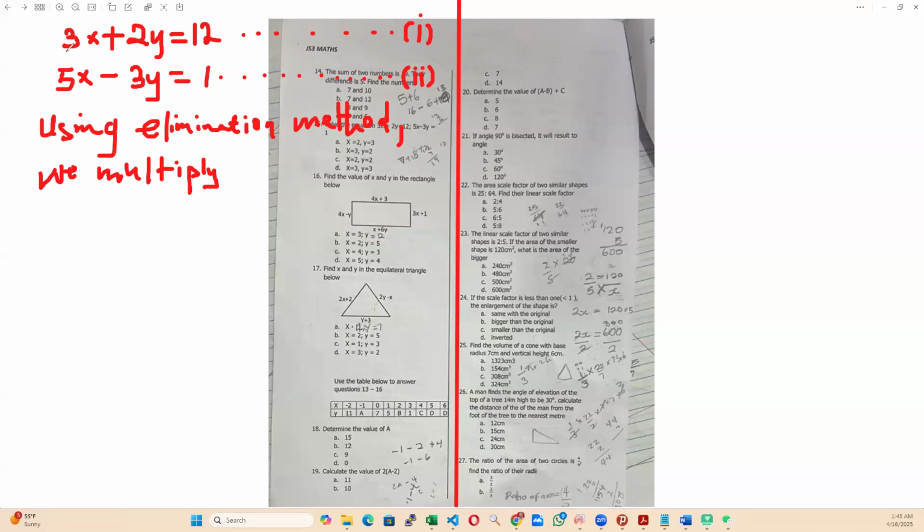For equation 1, what number should we multiply equation 1 through with? I mean, what value should we multiply through equation 1? And where did you get that value? Equation 1, we want to eliminate y, right?